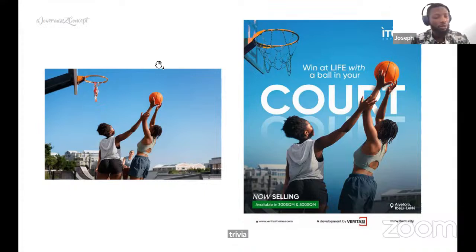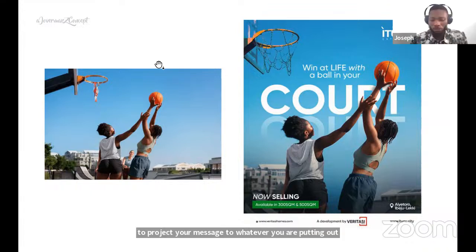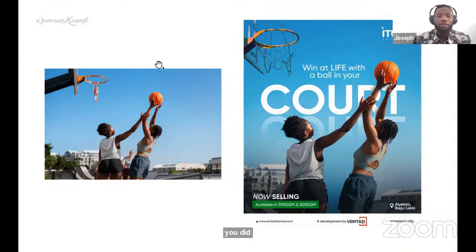And visual communication boils down to what designers do. You just have to be creative enough to project your message to whatever you are putting out there. It doesn't necessarily have to be in words only. Image can just pass on the message and it will be clear enough. So I think that's what you did here with this. Thank you, sir. Thank you for that. It seems like a number of people have things to say about this image.